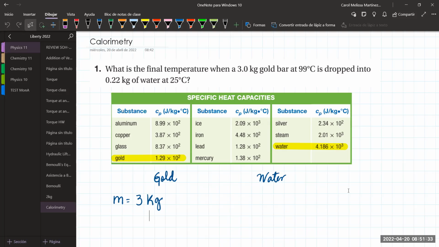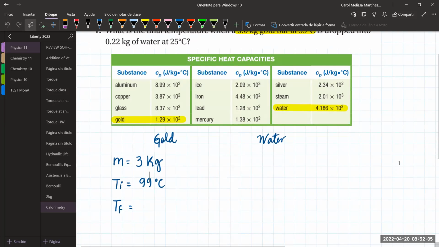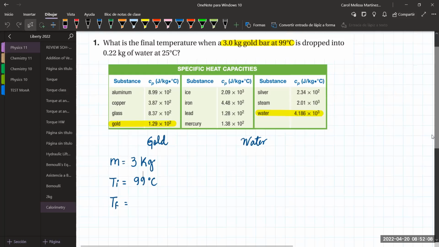What else do I know about the gold? Temperature. Is this temperature initial or final? Initial. So that gold bar initially was at a really high temperature of 99 degrees Celsius. So my initial temperature of gold is 99 degrees Celsius. Now, do we know the final temperature of gold? No, we don't know it.